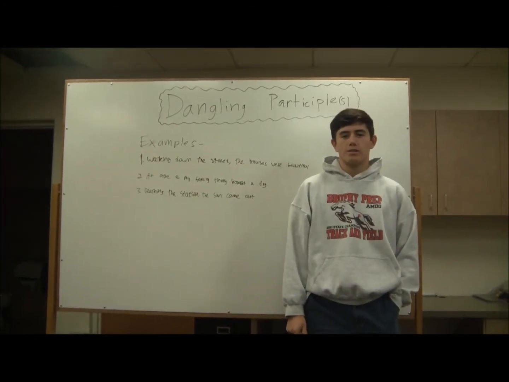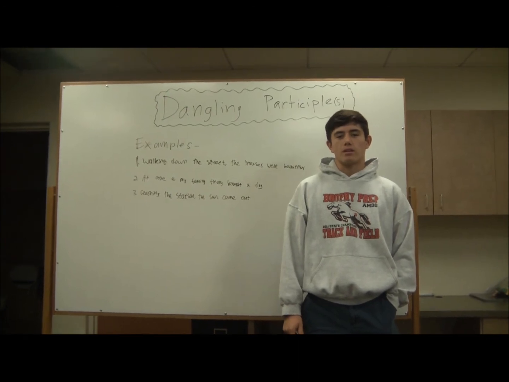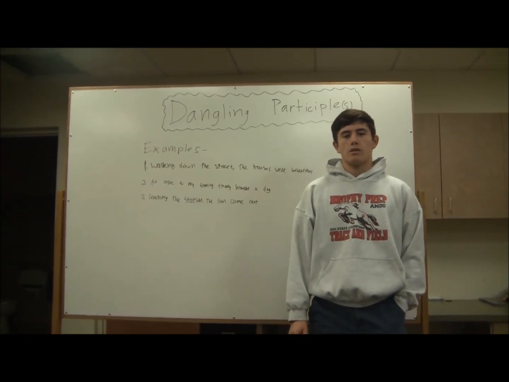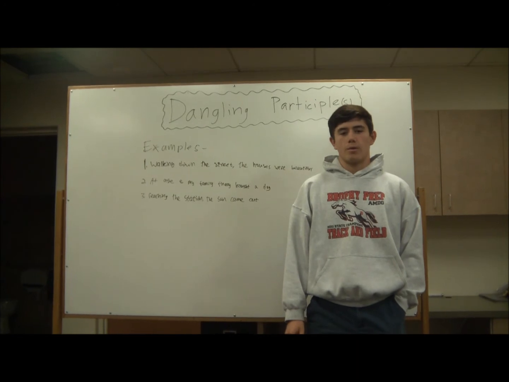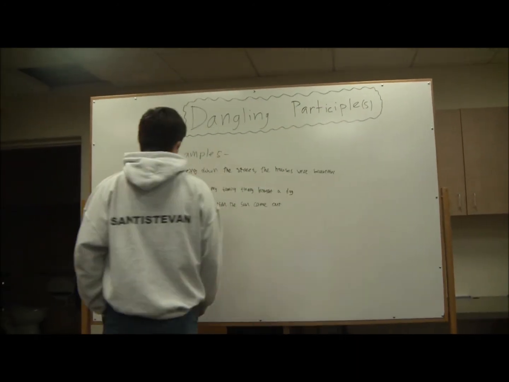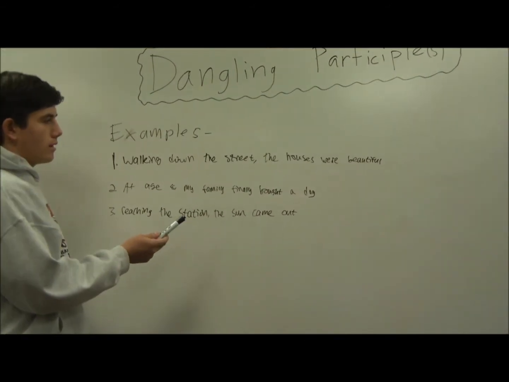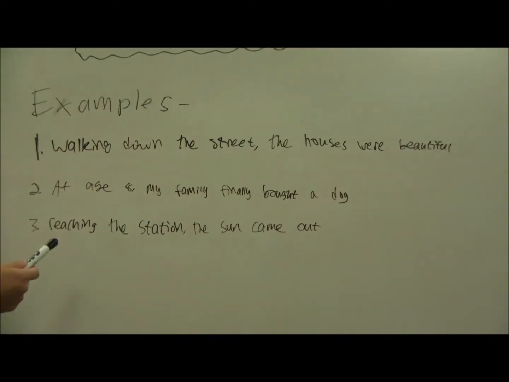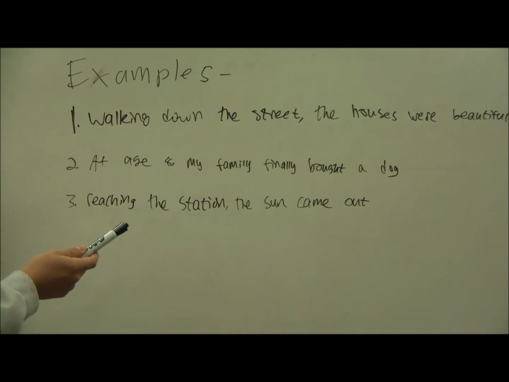However, when the subject is missing or the participle attaches itself to another object in the sentence, the clause is seemingly hanging in nothing or on an entirely inappropriate noun. Then it becomes a dangling participle. Examples of dangling participles would be: walking down the street, the houses were beautiful. At age 8, my family finally bought a dog. Reaching the station, the sun came up.